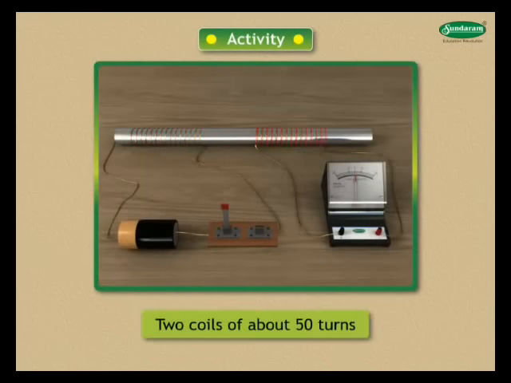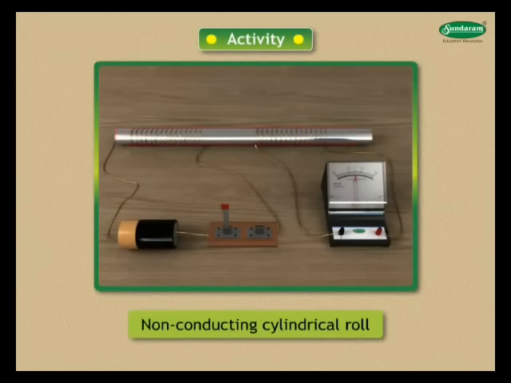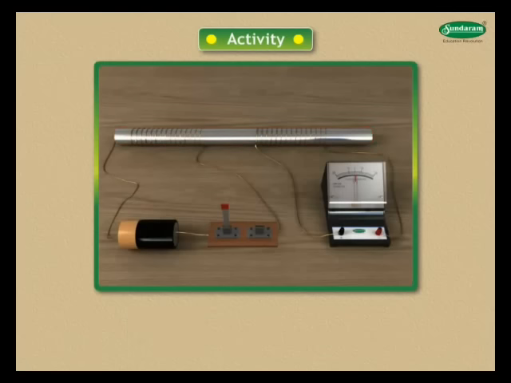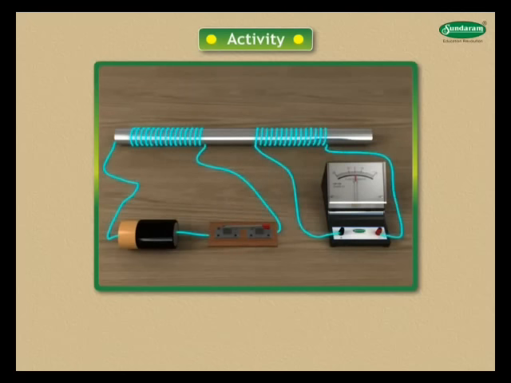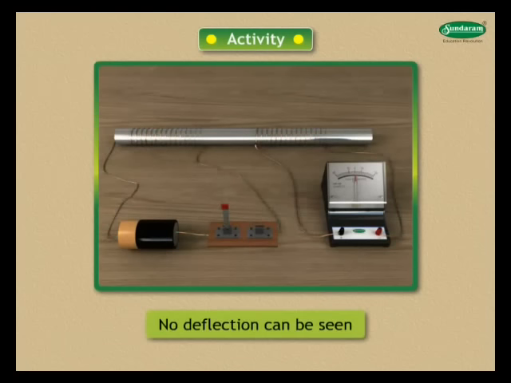Take two coils of about 50 turns. Insert them over a non-conducting cylindrical roll as shown. A thick paper roll can be used. Connect coil 1 to a battery with a plug key. Connect coil 2 to a galvanometer. Plug the key and observe the deflection in the galvanometer. Unplug the key and again observe the deflection. No deflection can be seen in the galvanometer.